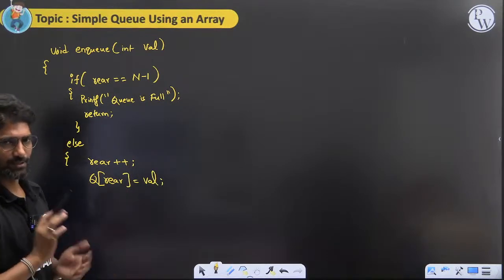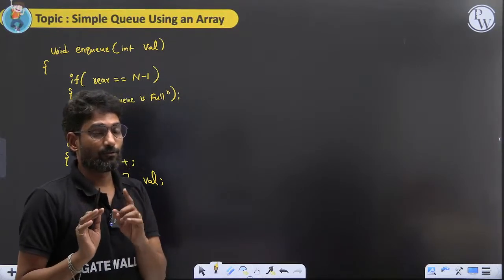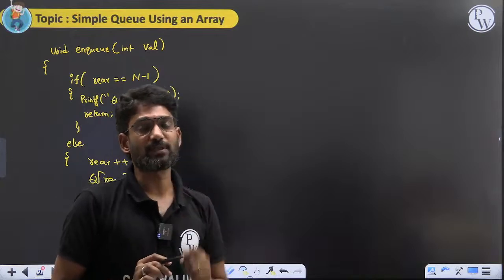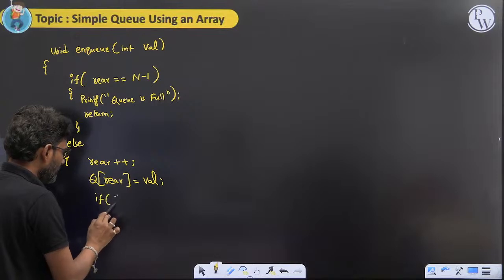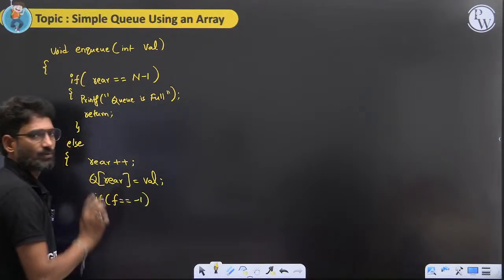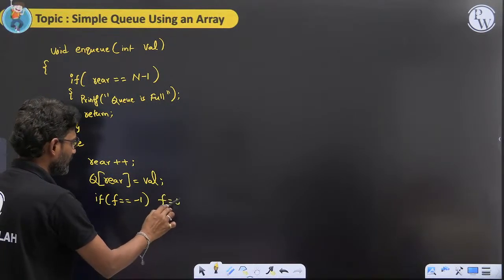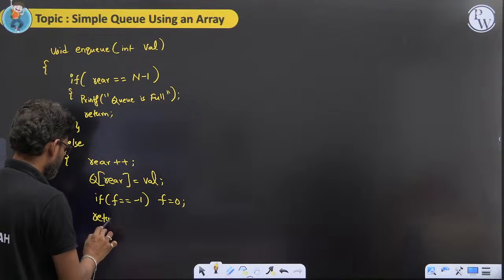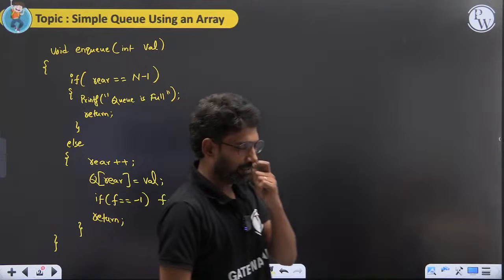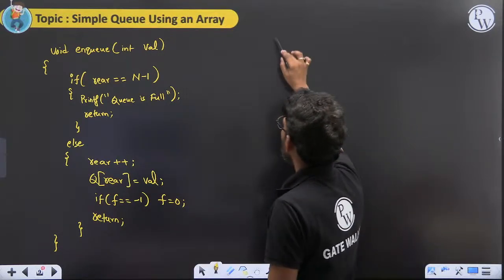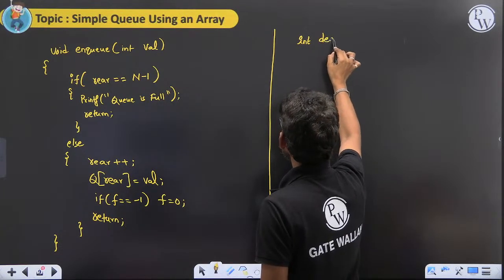Insertion is done. Now can I go ahead? Can I exit the function? No. For the first insertion, we have to set front to 0. We should not forget. So, now you check if front is equal to -1, that means this is the first insertion, then set front to 0. Return. That's it. My enqueue function is done. My enqueue function is ready. Okay. Now, let us do dequeue function. Int dequeue.